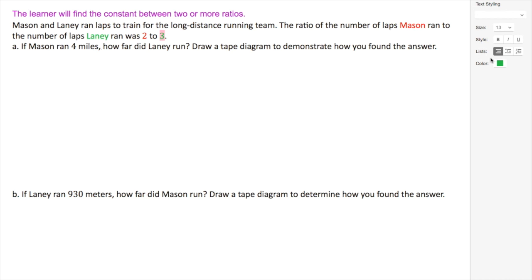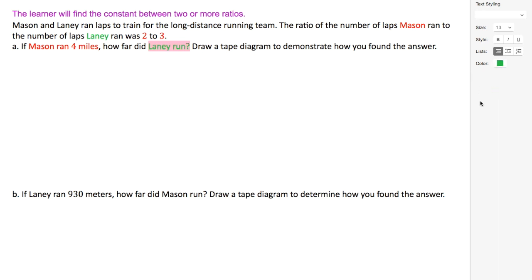All right, so Mason ran 4 miles. So Mason's red. Let's make sure that we have Mason running 4 miles also be red. And we don't know how far Laney ran. So Laney is green, so we'll make Laney be green.